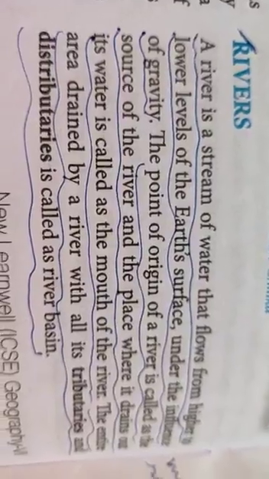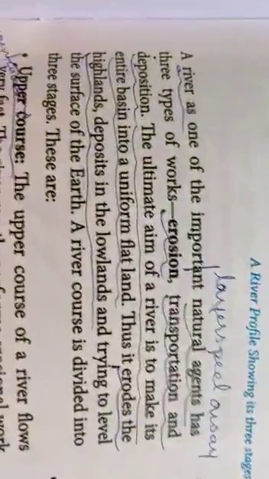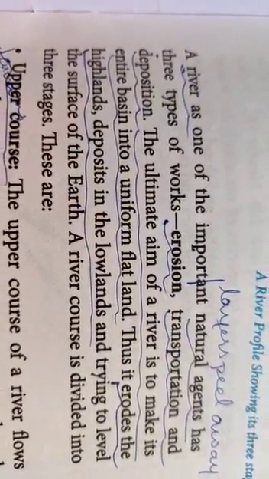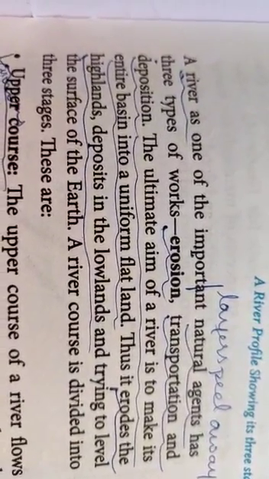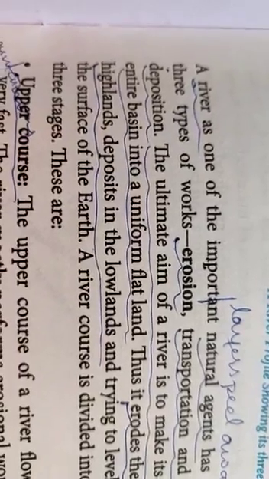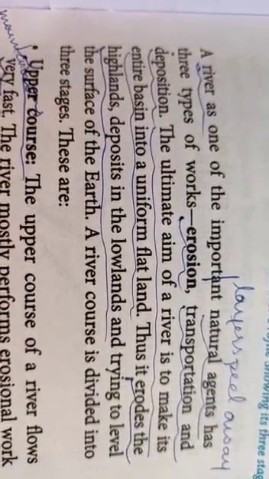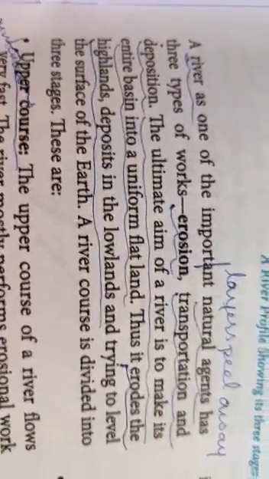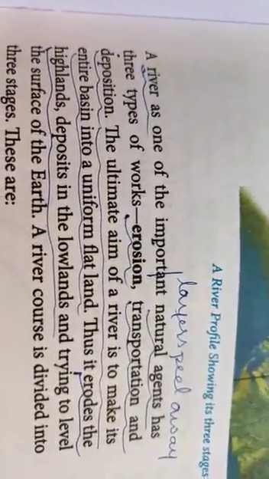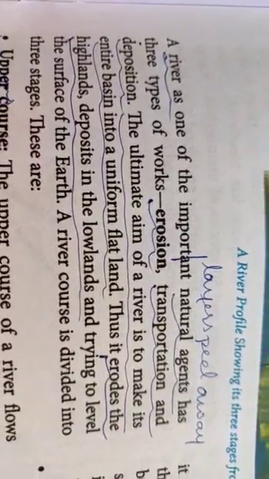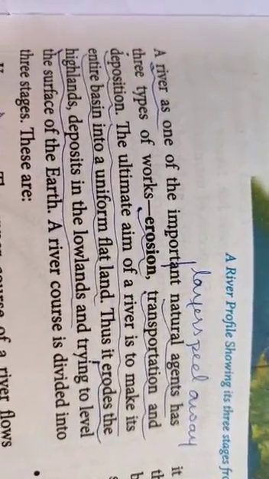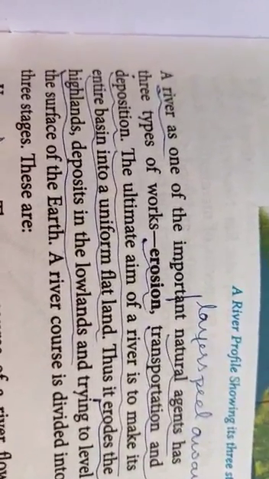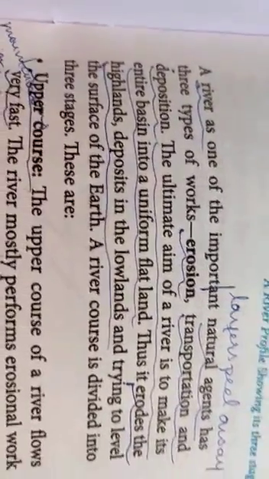Now a river is one of the important natural agents, and as one of the important natural agents it has three types of work. First of all is erosion. Erosion is peeling away of layers. Now transportation is bringing what? From a higher gradient to a lower gradient, silt and minerals, sand.